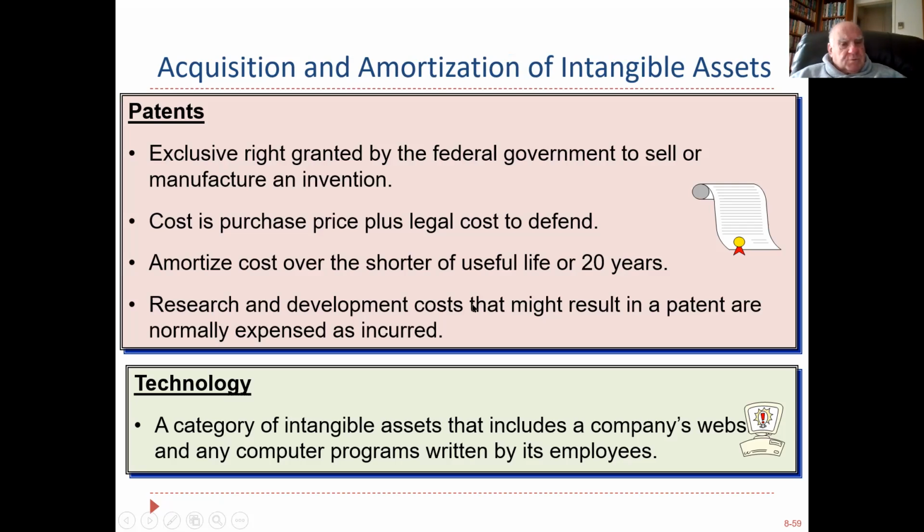Research and development cost is what I was saying. That might result in a patent. They're normally expensed as incurred. So at least they got a tax break on that. If they spend $20 million developing the product, well, they save $6 million in taxes roughly. And technology is another asset. Intellectual property includes the company's website. Another word for technology, intellectual property.